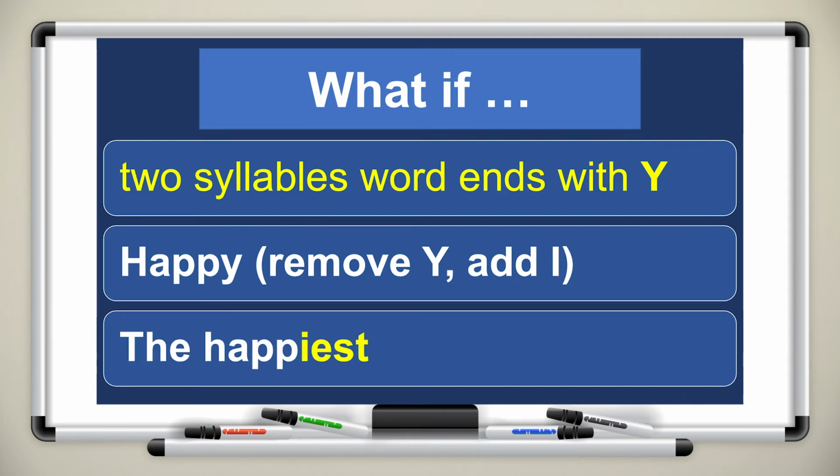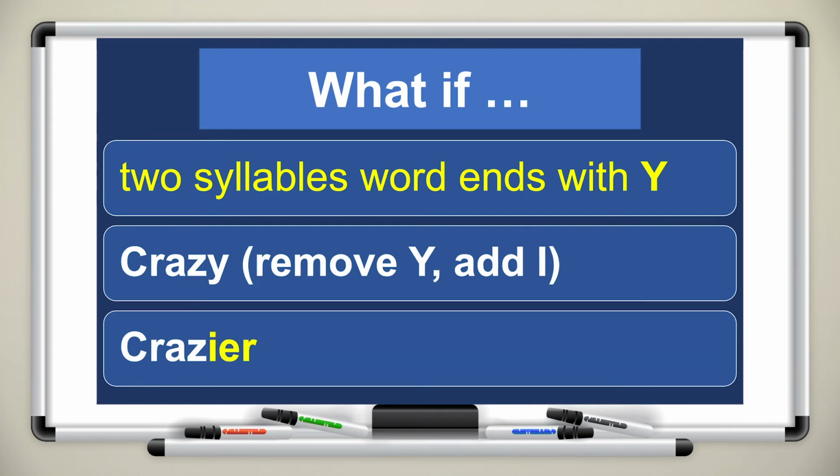The same thing happens with the superlative adjective. Happy will become happiest. I replace the Y with an I. As simple as that. Crazy will be crazier. I replace the Y with an I and add ER at the end. Very simple and very clear. The same thing with the superlative, craziest.